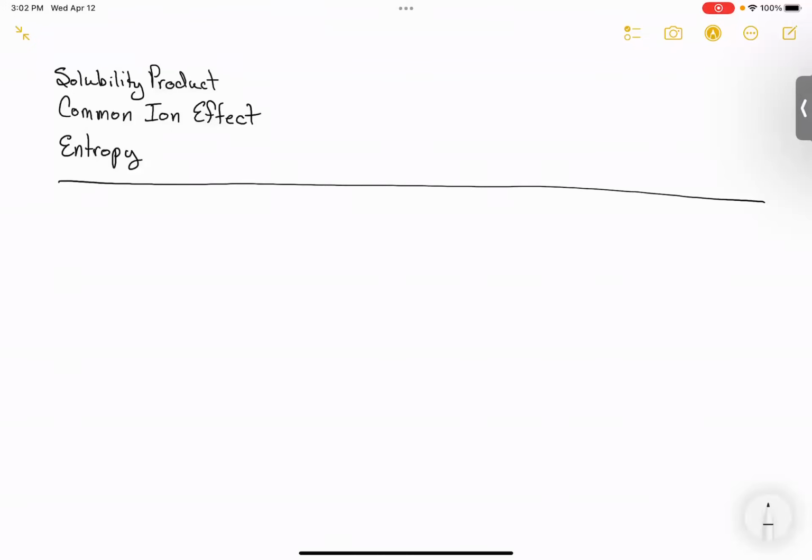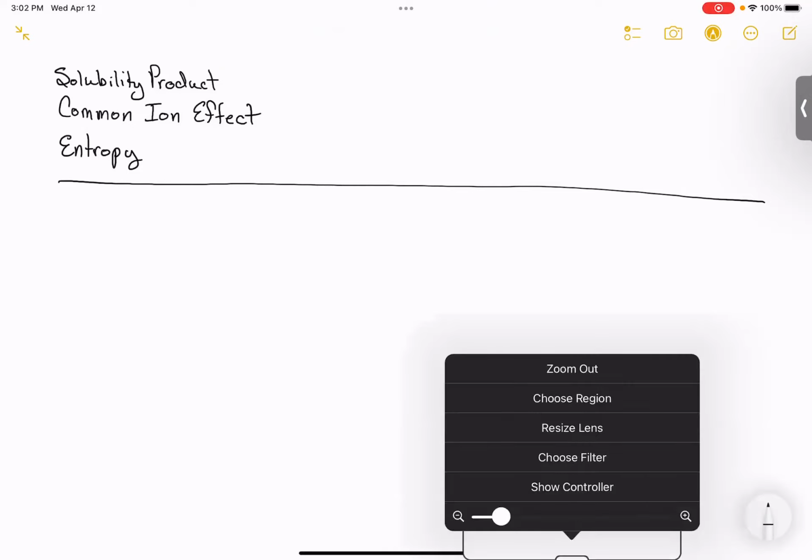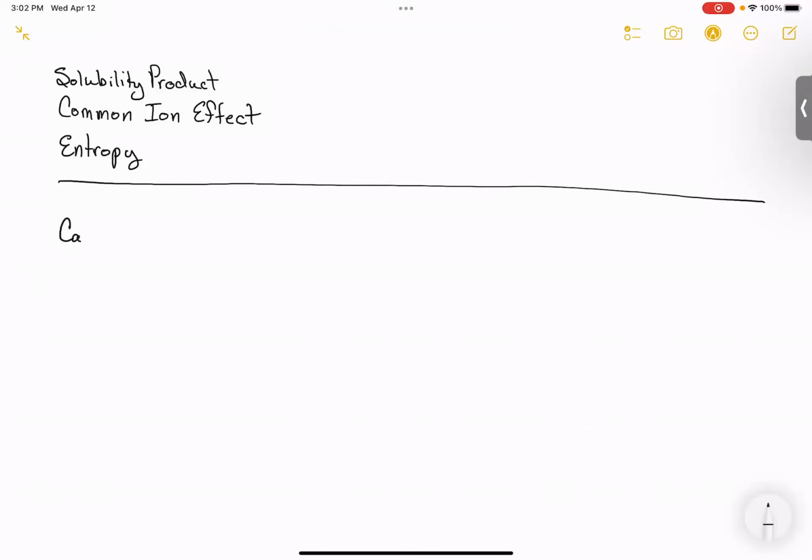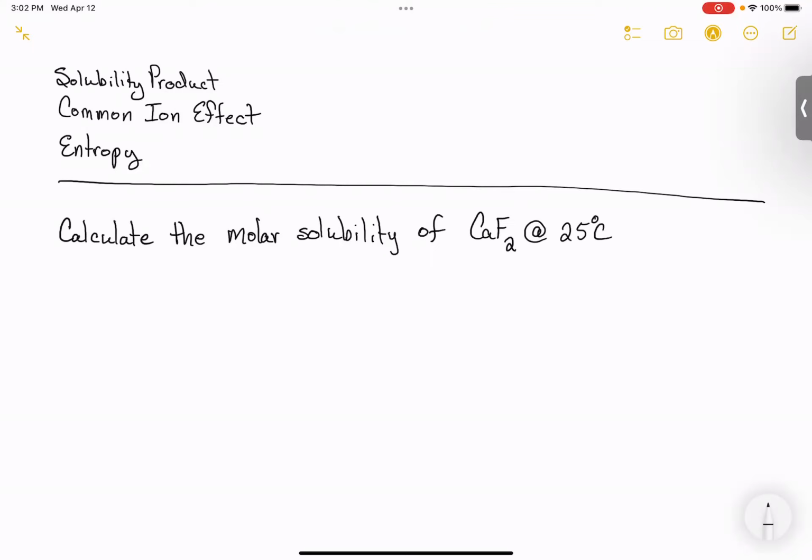Okay, so we're going to start with the question of calculating the molar solubility of calcium fluoride at 25 degrees Celsius. And we're going to look at it in 3 different solutions.